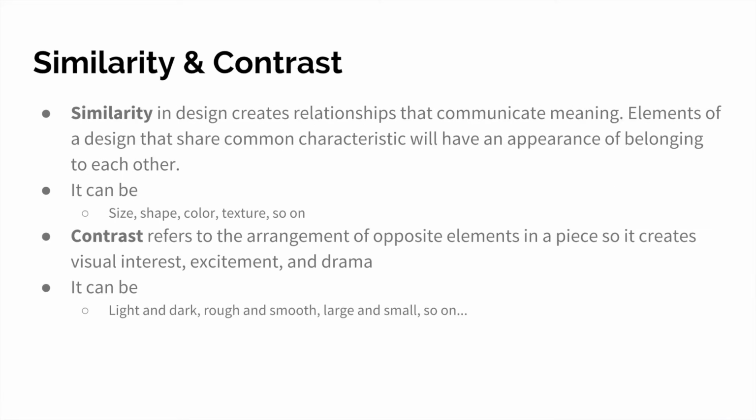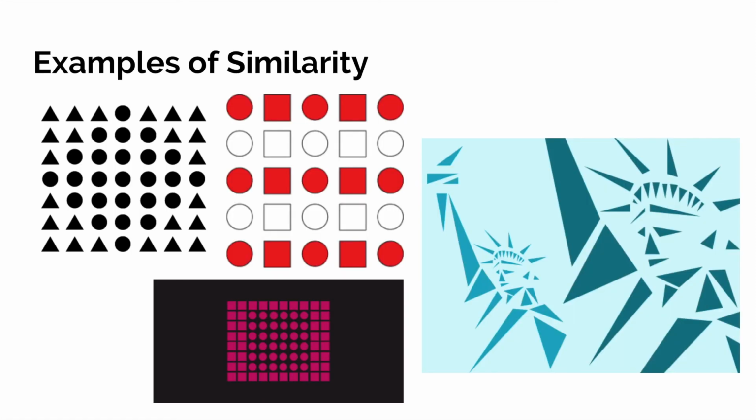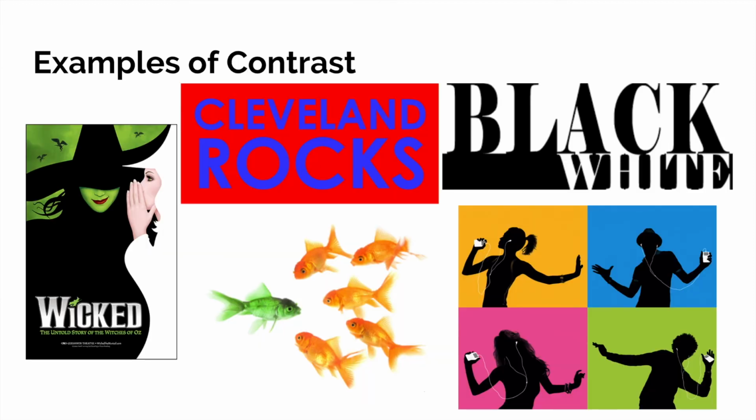Similarity and contrast. Similarity in design creates relationships that communicate meaning. So elements of a design that share common characteristics will have an appearance of belonging to each other. It can be size, shape, color, texture, and so on. Contrast refers to the arrangement of opposite elements in a piece so it creates visual interest, excitement, and drama. It can be light versus dark, rough versus smooth, large versus small, and so on. This is an example of similarity, and these are examples of contrast.